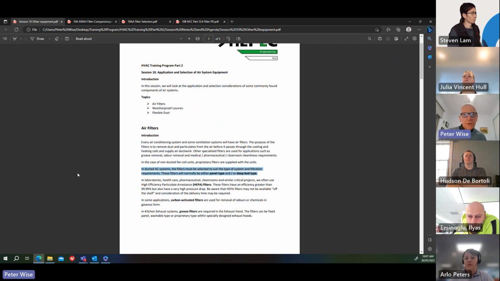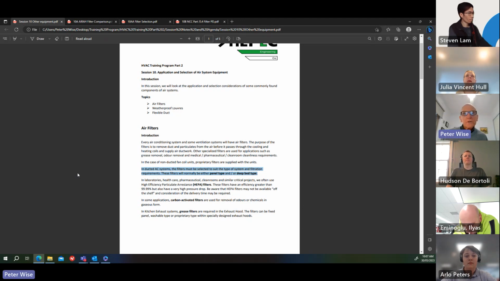And if you do have HEPA filters in a project, they're not always available off the shelf. Some standard ones you can buy straight away, but if you're doing an operating theatre in a hospital or something like that, it could be 3 or 4 months delivery on those. So when you're looking at your program for engineering and procurement, be aware that some things are not available straight away. In some applications, carbon activated filters are used for removal of odours or chemicals in gaseous form. We'll talk a bit more about all of these in a minute.